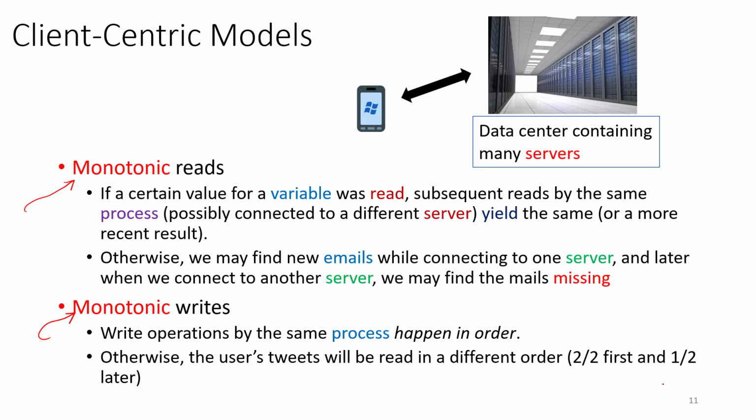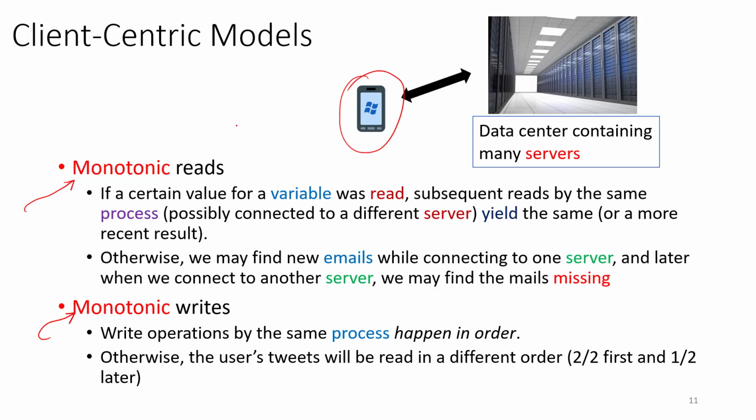So let us look at monotonic reads. If a certain value for a variable was read, let's say you read an email, subsequent reads by the same process will yield the same value or a more recent result. Same process means the same mobile phone, where it may connect to the same server or a different server. So if I connect to Gmail and I'm able to see an email, half an hour later I connect to Gmail again, but internally Gmail connects me to a different internal server, I should still see that mail. It should not go away.